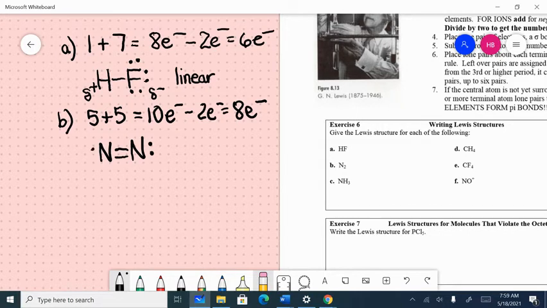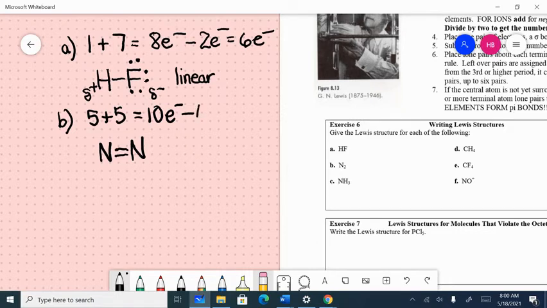Now, that double bond uses not 2 electrons, but 4 electrons. So let's do a double bond. I represented 4 electrons. Now I have 6 left over. I can recognize, oh, I can give them each 3. They're not going to be happy then either. So let's make this a triple bond.